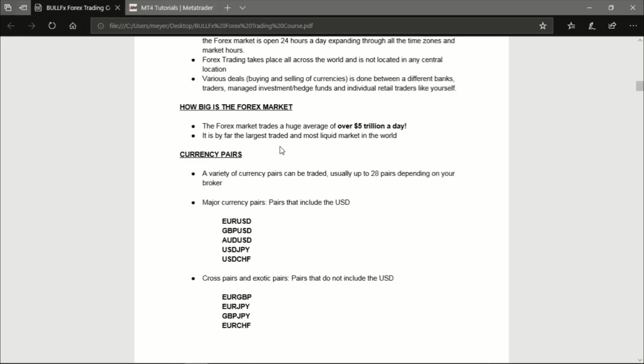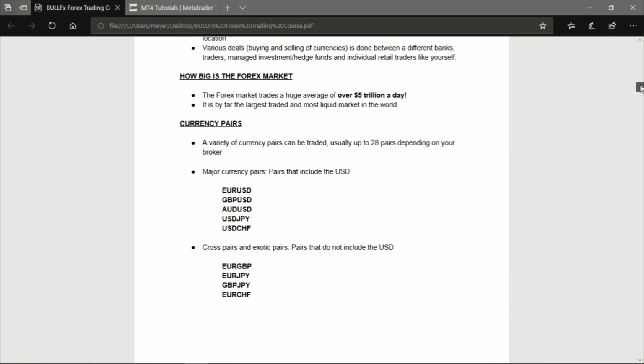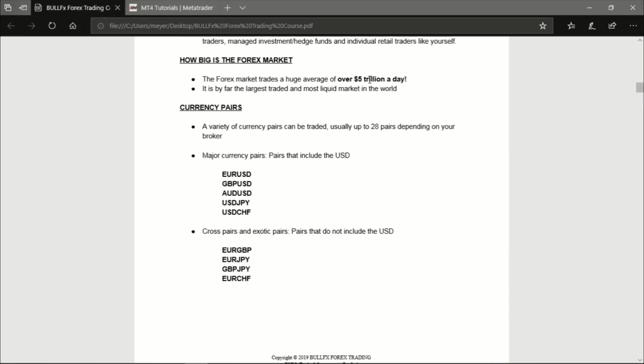How big is the forex market? The forex market trades a huge average of over $5 trillion a day. Okay, that's not a typo over there. That actually is $5 trillion a day. That's how large the forex market is. It is by far the largest traded and most liquid market in the world, leaving us with endless opportunities to make money.